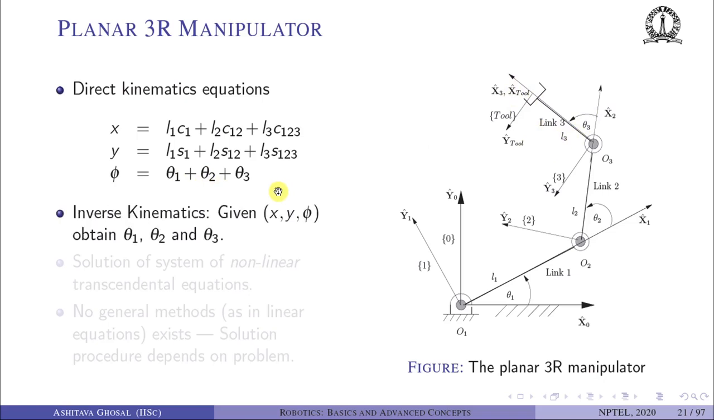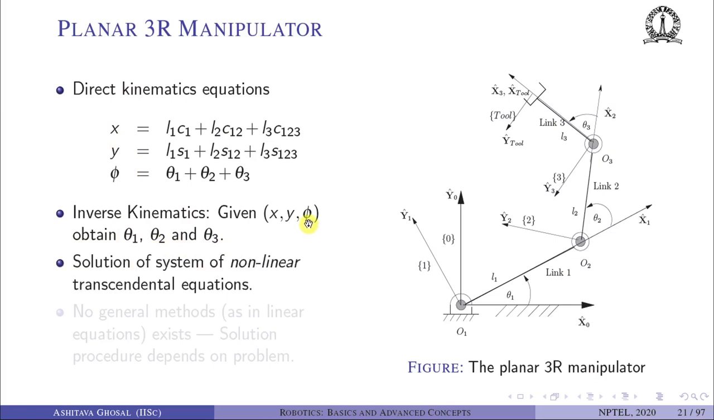So what is the inverse kinematics problem for this planar 3R manipulator? We are given x, y, and phi, the left-hand side of these equations, and we want to obtain theta 1, theta 2, and theta 3.